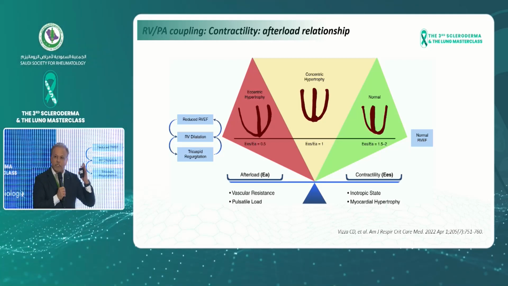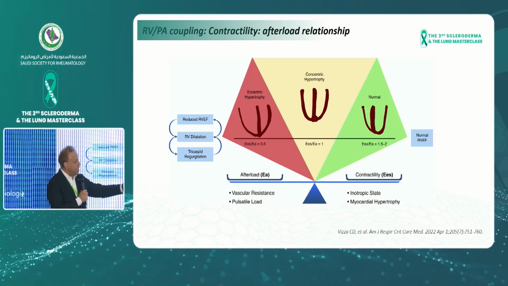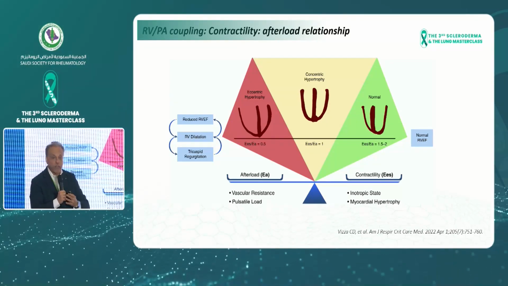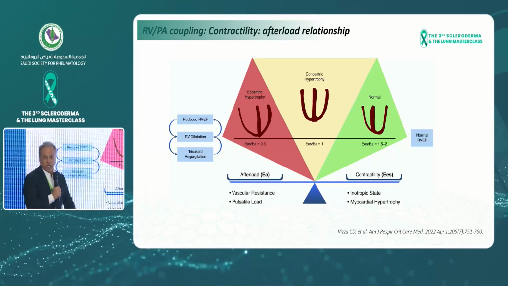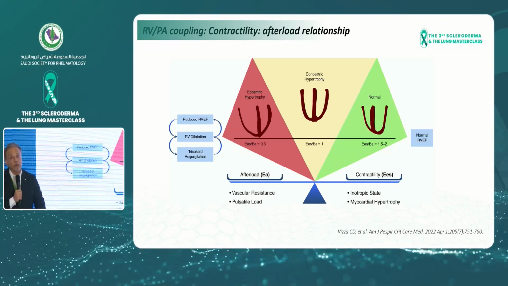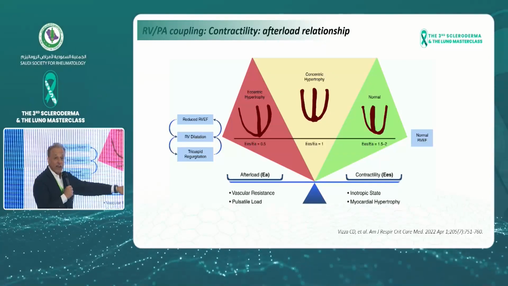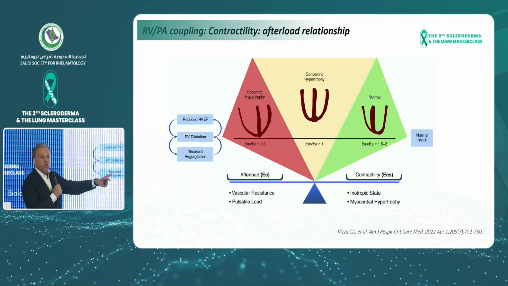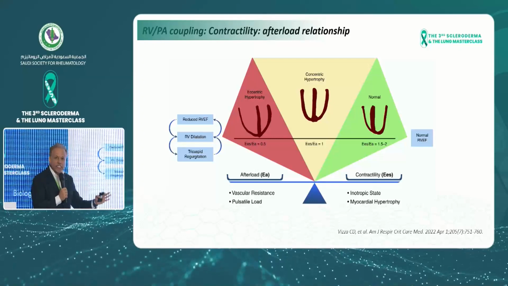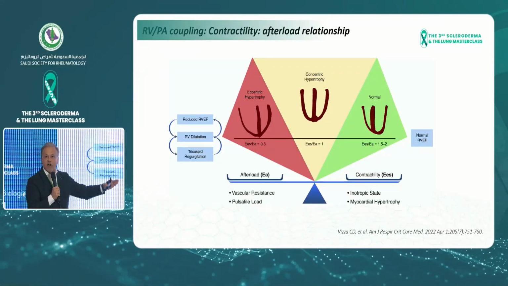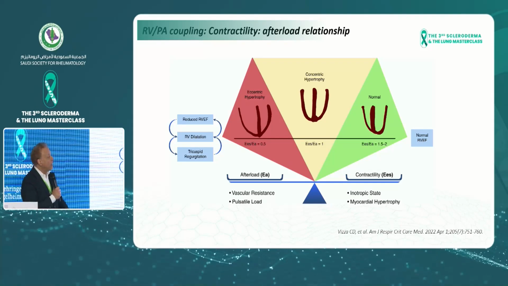So if you think about it with simplicity, it is about the contractility and moving the blood forward by the RV, and the afterload that comes from the pulmonary artery. What we look at is really the end-systolic elastance over the pulmonary artery elastance. That's the whole thing. That's what we are doing when we deal with those patients: is the RV coupled or uncoupled?